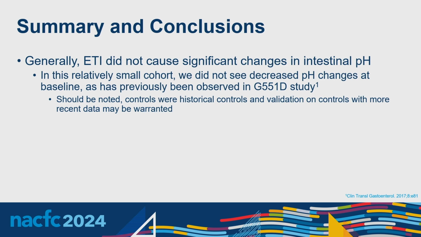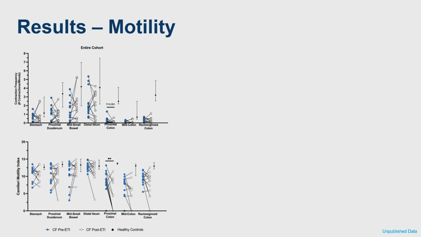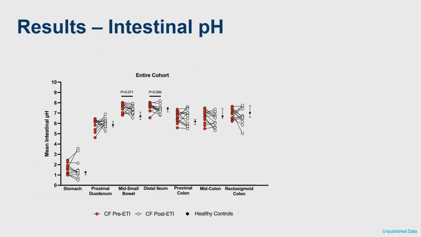So let me just go back to this, maybe easier to see. I didn't spend a lot of time on it, but there are no changes here. When you look at our pre-ETI values, let's just focus on the proximal duodenum, right, because that's what's been shown with ivacaftor to see a change. We see that our pre-ETI values are very similar to our healthy controls, right?